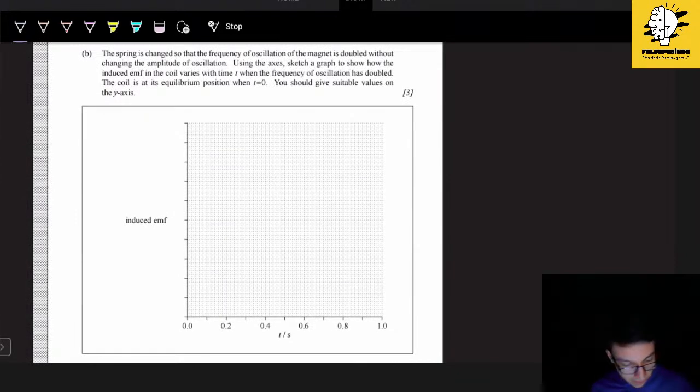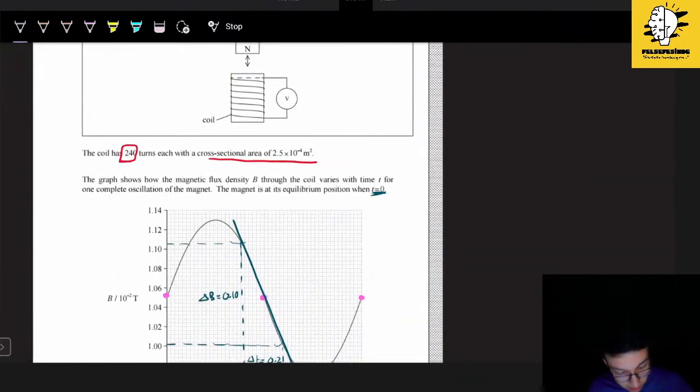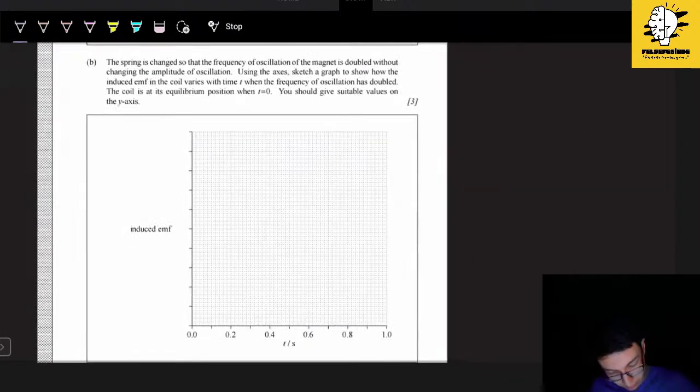Okay. So it says the spring is changed and the frequency has been doubled without changing the amplitude of oscillation. And it says use this axis to show the induced EMF in the coil, but note that the coil is at the equilibrium position when t is equal to 0. So you can also cheat from the first question. It was also at t equals 0, and we said this is a pink dot, meaning that the change in magnetic flux density is the highest, meaning that we have the highest EMF, right? Yes. And it should be double.